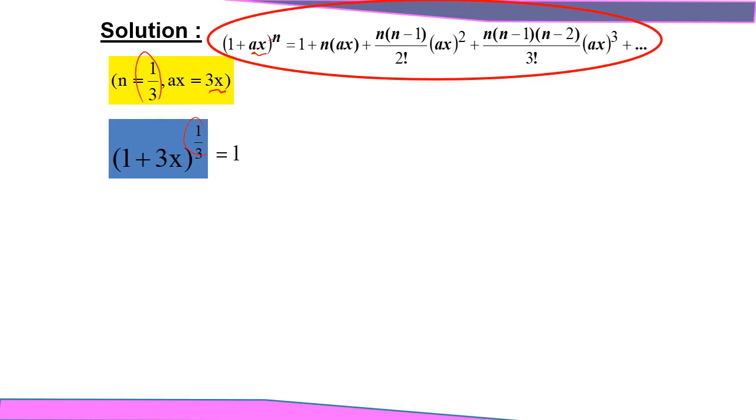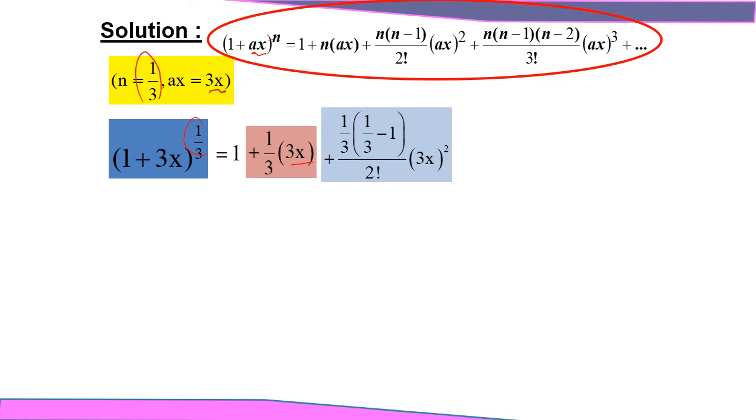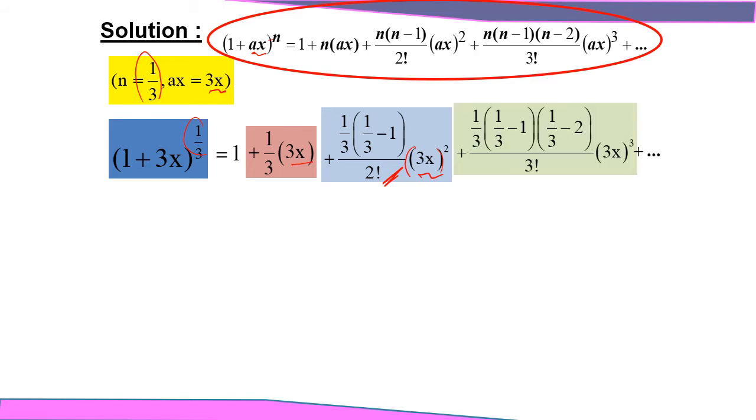The first term should be 1. The second term is n multiplied with ax. What is n? 1 over 3 multiplied with 3x, which is ax. The third term is 1 over 3 multiplied with (1 over 3 minus 1), divided by 2 factorial, multiplied with (3x) to the power of 2. Then 1 over 3, (1 over 3 minus 1), (1 over 3 minus 2), divided by 3 factorial and (ax) to the power of 3. The question asks to give up to x to the power of 3, so we can stop here.